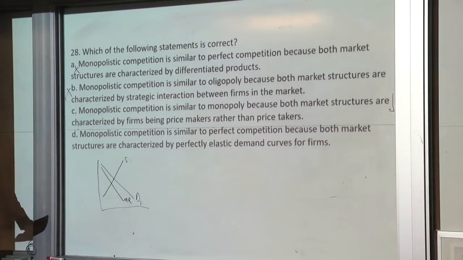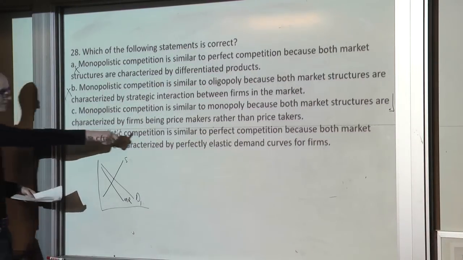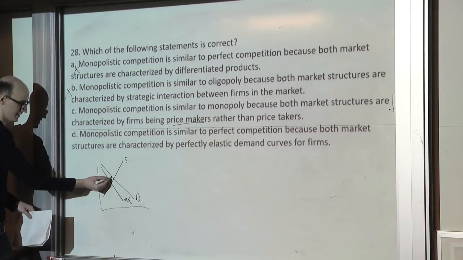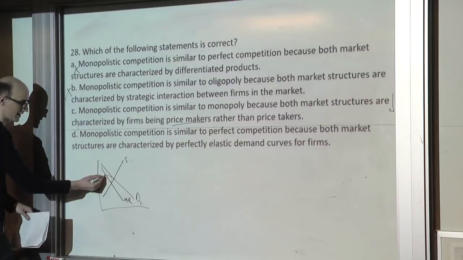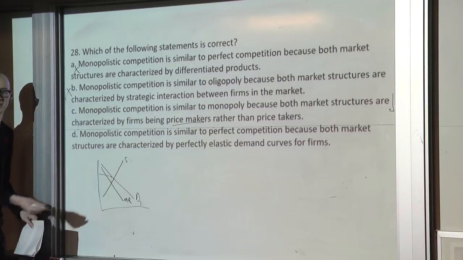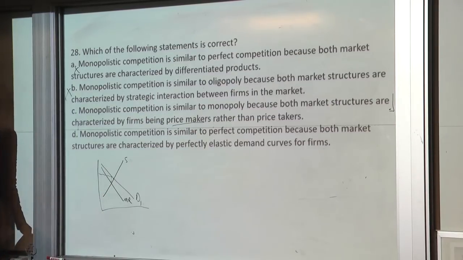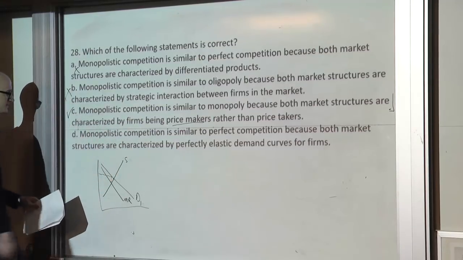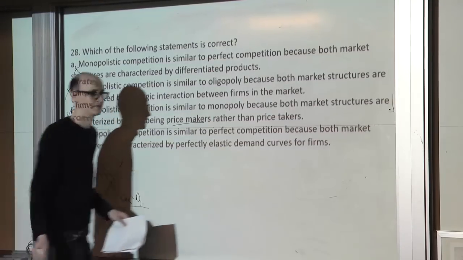C is monopolistic competition is similar to monopoly because both market structures are characterized by firms being price makers rather than price takers. This is true. They are price makers because they can decide on the quantity to produce and then increase the price to correspond with the demand curve. And they're not price takers, so this one's the correct answer.